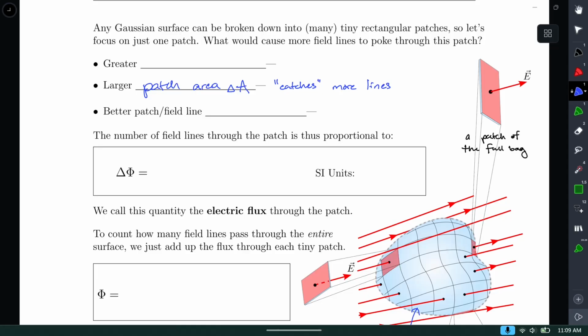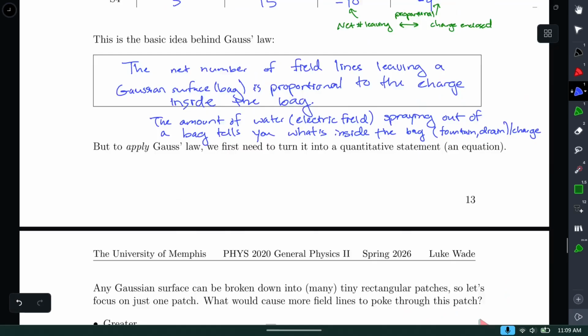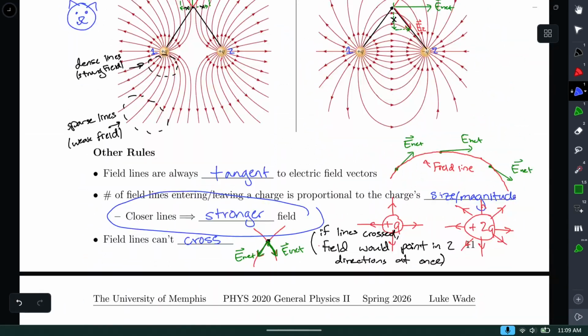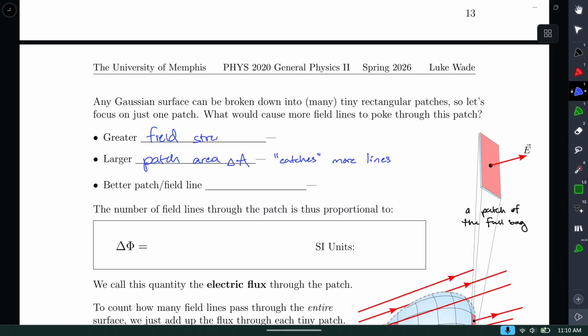What else? So the bag changes a little bit. You stretch it out and it's catching more of those lines through that little patch. But what would increase the number of lines themselves? A higher charge. More charge, or a little bit more directly, a stronger electric field. Because remember, closer lines correspond to a stronger field. You're packing more into that patch. So the field strength will matter.